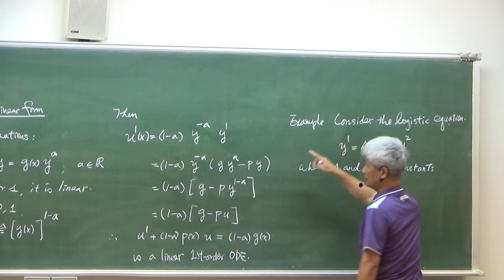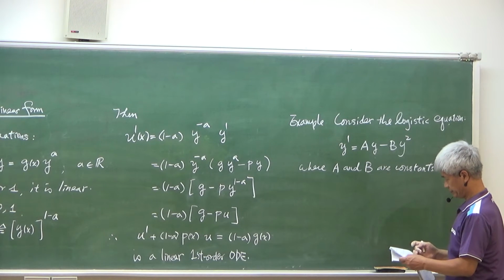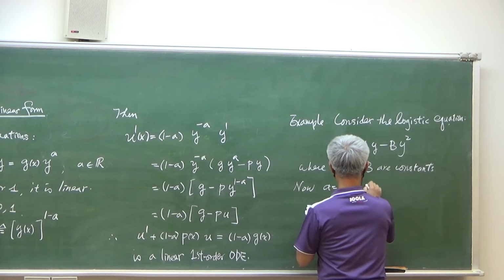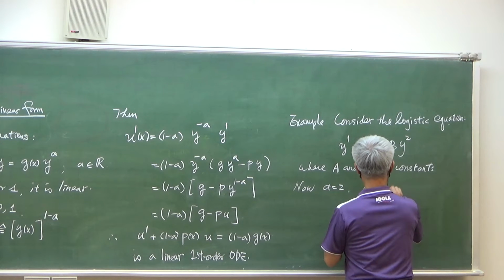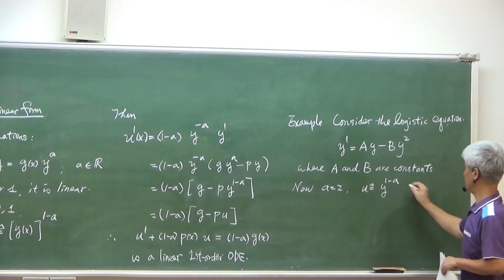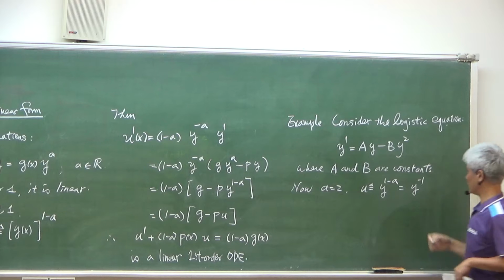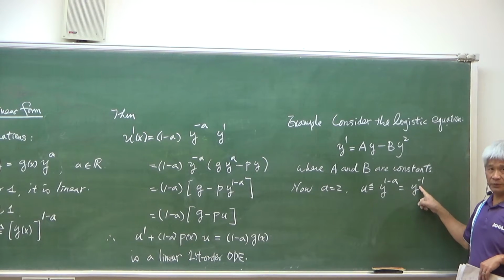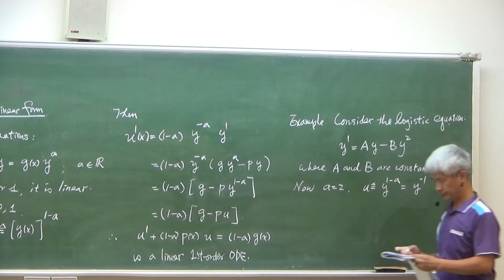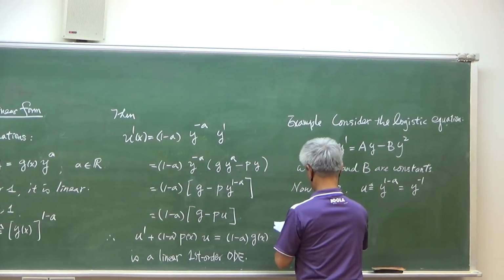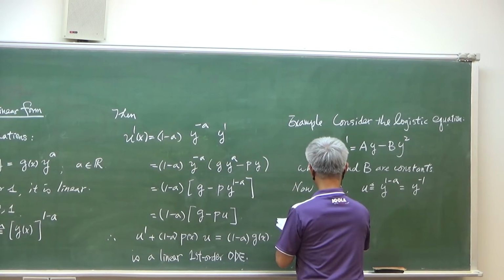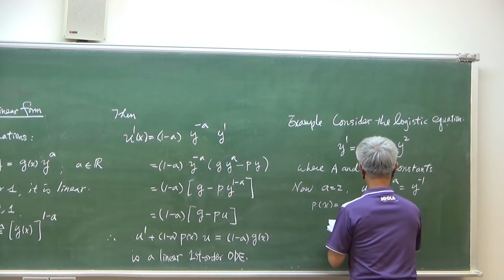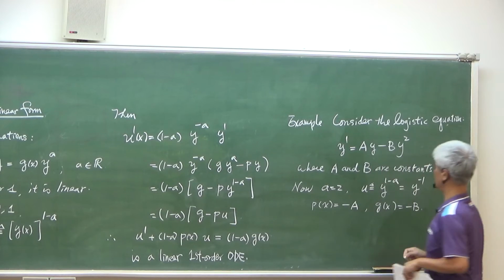The A is equal to 2. So now A equal to 2. So U by definition is equal to 1 minus A, so it is just equal to the reciprocal of y. Okay, so U is just defined to be the reciprocal of y. And P of x is equal to minus A, and the G of x is equal to minus B.